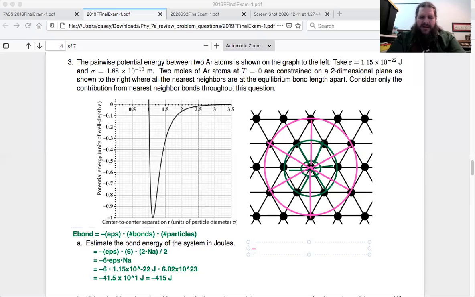We've got negative, and it's not going to be epsilon in this case because those bonds are weaker. It's going to be negative some fraction times epsilon. How would you find that fraction in this case, though? Yeah, we're going to need to know a distance, right? Because if we know a distance, we can just look up the energy on the Lennard-Jones potential graph. The rest of it we can fill in.